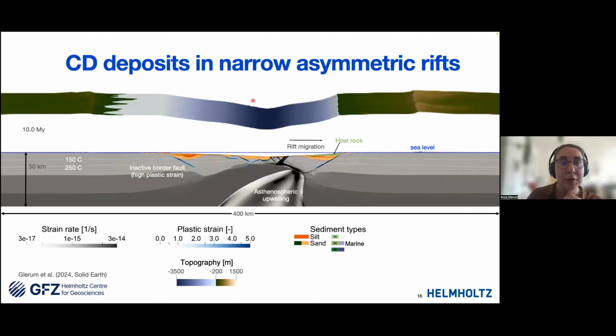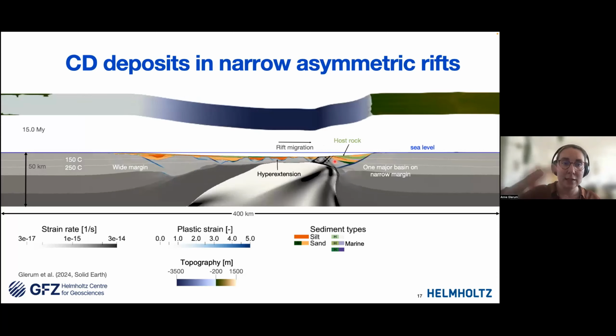Then the rift starts to migrate by 10 million years. We have asthenospheric upwelling that is heating the system from below. And you can also see that we have some host rock being deposited here. In the next snapshot, this host rock is buried by some new continental sediments. But what we also see is that the bottom of the sedimentary pile in the narrow margin is creating source rock.